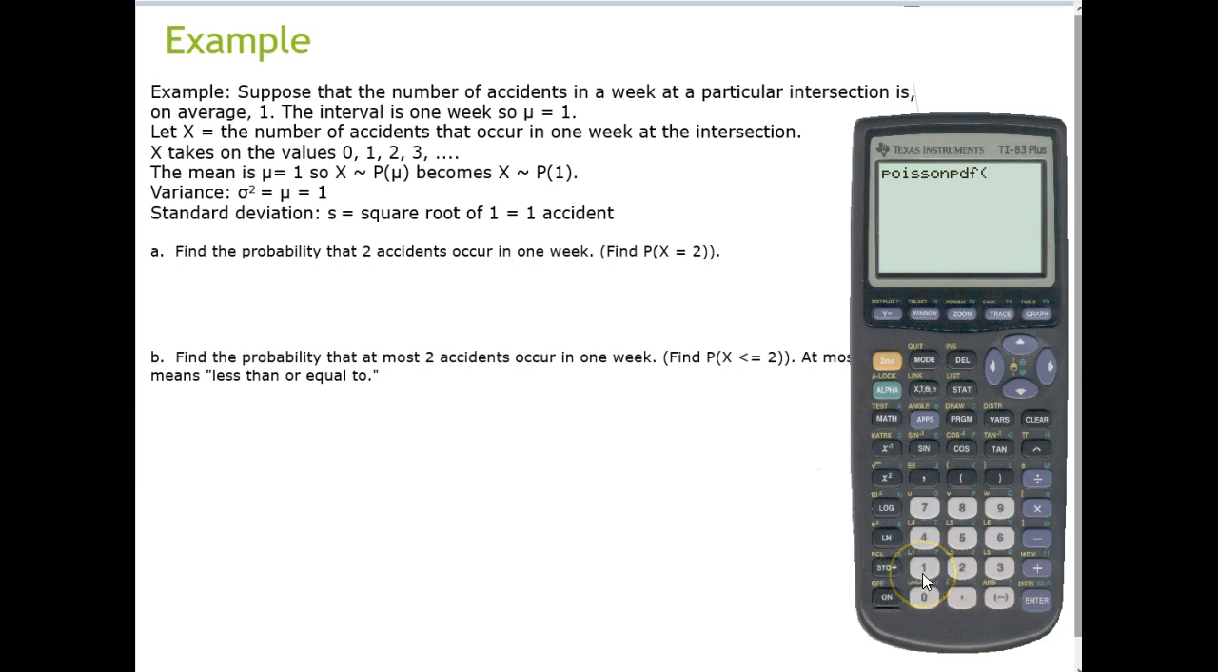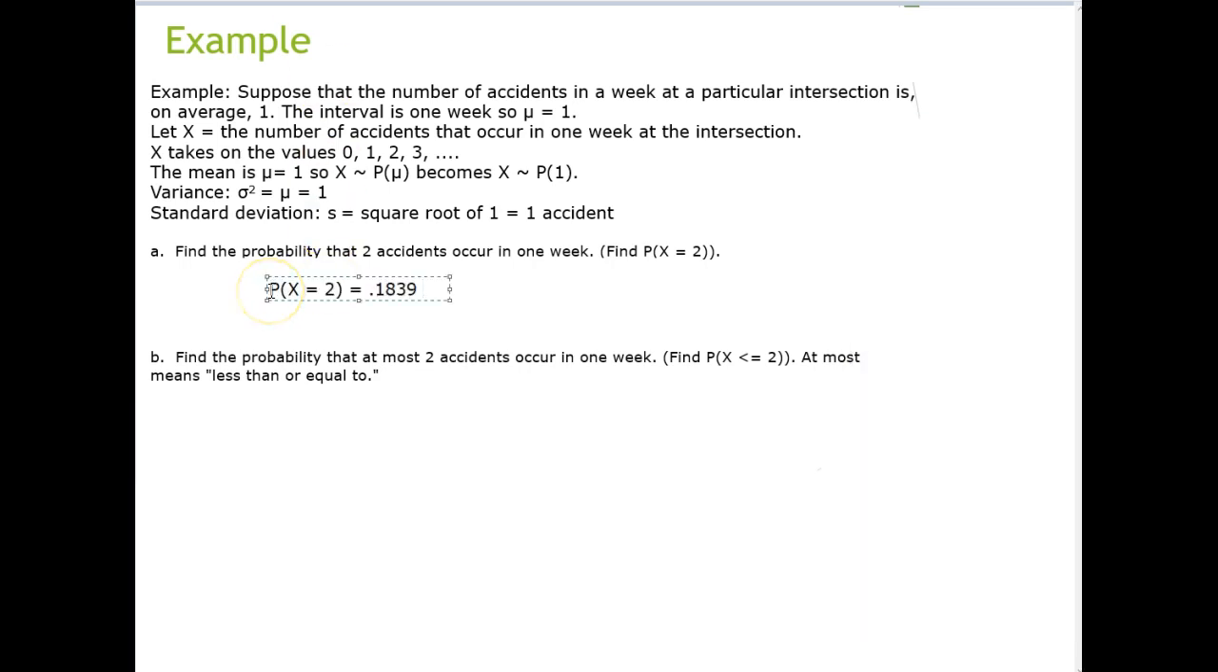Then our mu value is 1, comma, we're trying to find when our random variable is 2, close parentheses, and we get our answer of 0.1839. So there is an 18.39% probability that 2 accidents would occur in 1 week.